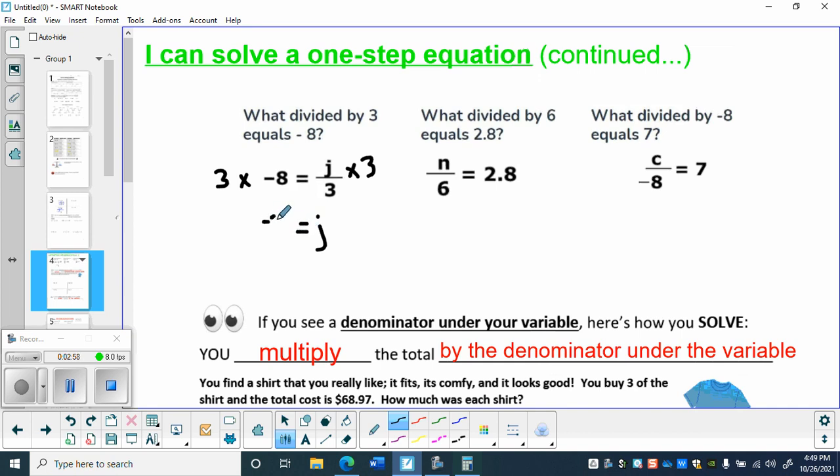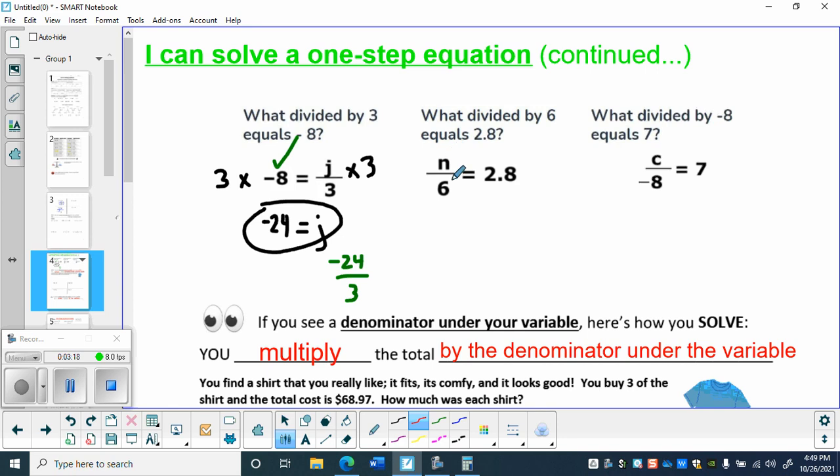Don't forget to put a negative. And we always want to check our work, and we already did check it a second ago. We know that if we take -24 in the calculator and then divide that by 3, we will get this -8.